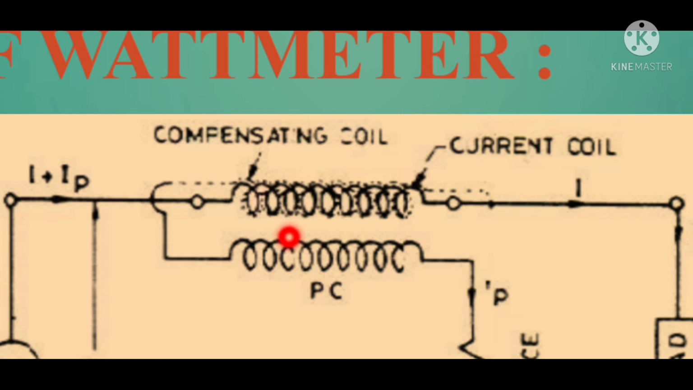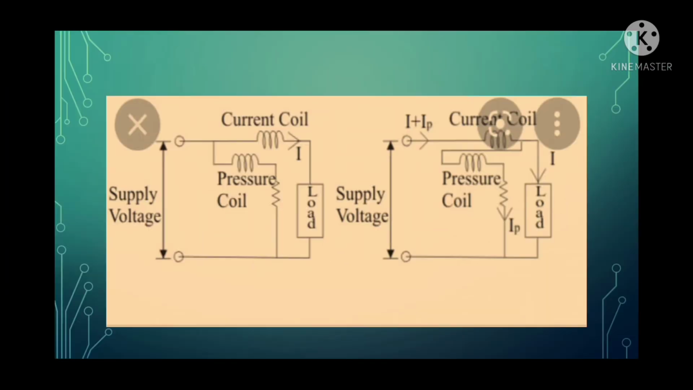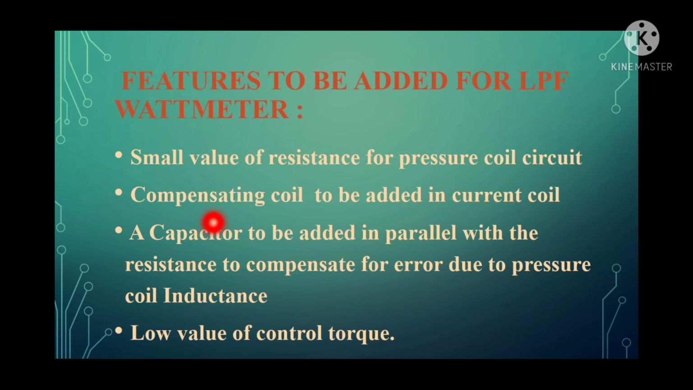As I said earlier, we are increasing the current through the pressure coil to increase the deflecting torque. So when we increase the current through this pressure coil, the pressure coil gets damaged. So to avoid the effect due to the increase in current, we are adding a compensating coil over this current coil, so that will compensate for the increase in current over this pressure coil circuit. So this is the second feature that we have to add to make this electrodynamometer work as a LPF wattmeter.